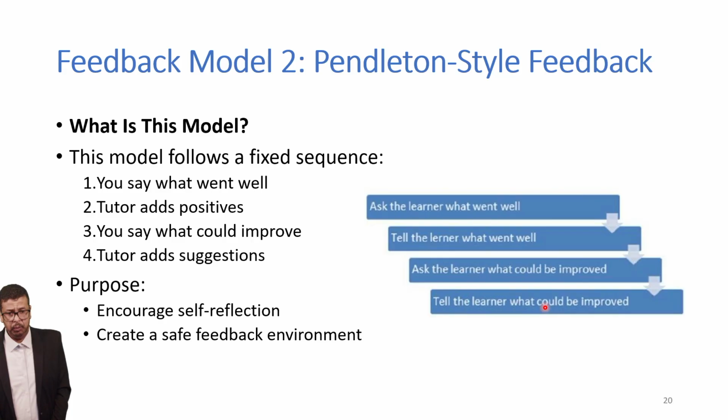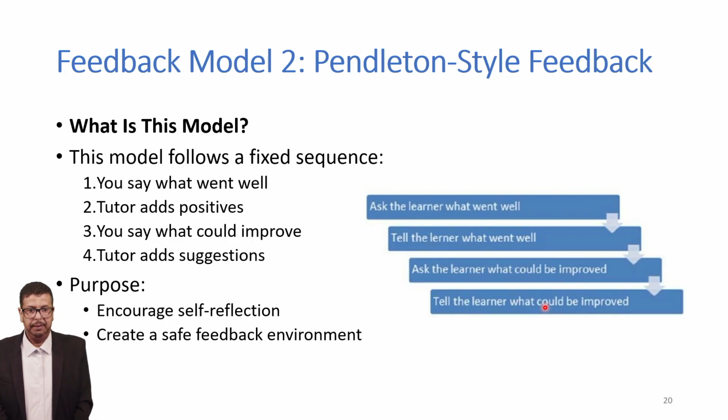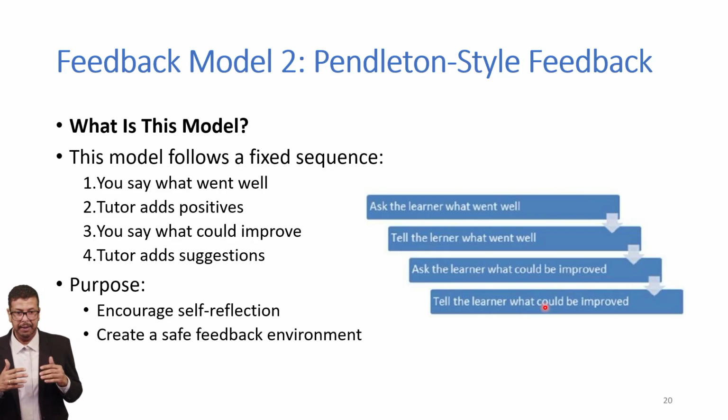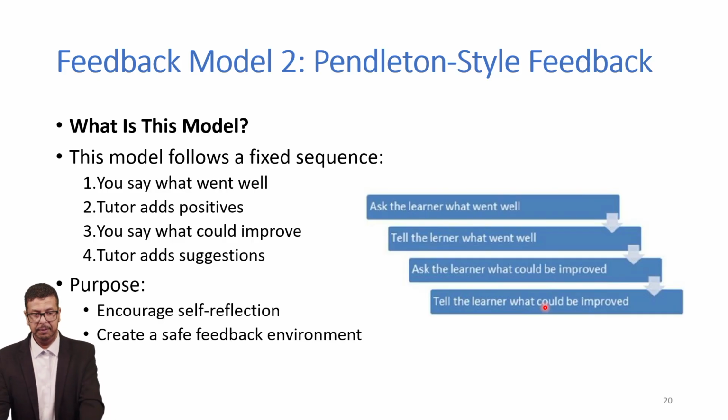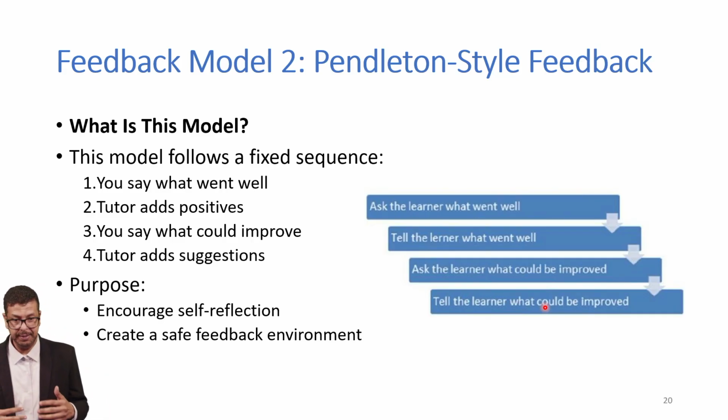So, what is this model? This model follows a fixed sequence. You say what went well as a learner. Then the faculty member or the tutor adds a positive thing that you did not mention as a student. Then you say what could be improved. Then the tutor or the teacher also adds suggestions to you on what could be improved.